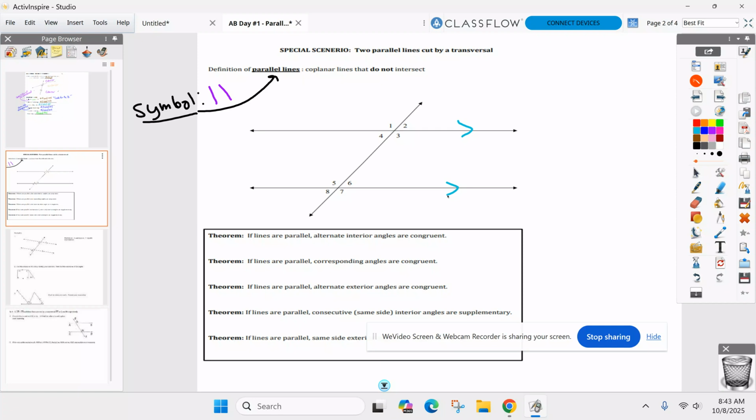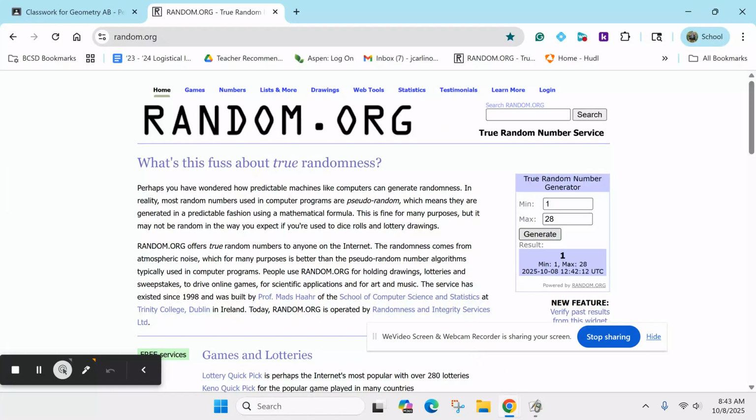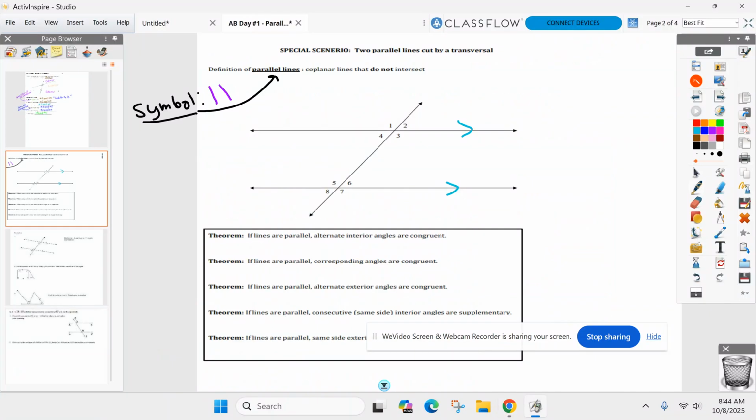Give me a pair of angles up there that are considered alternate interior. Carmela, back to you. Alternate interior. 4 and 6. So because the lines are parallel, 4 and 6 now become congruent to each other. Because they're alternate interior. Alternate interior angles are congruent if the lines are parallel. All right, give me another pair that becomes congruent.